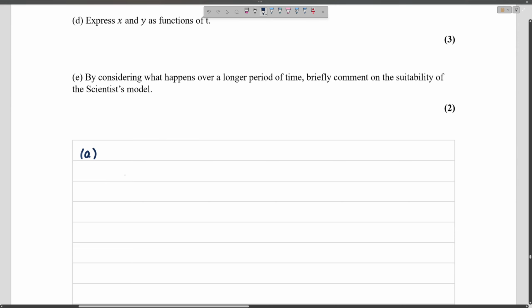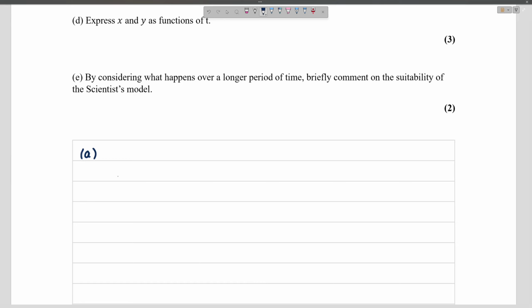So to get started with part A, what I'm going to do is rearrange equation 1, making Y the subject. And if we do that, what we get is Y is equal to 1 over 3 dx by dt plus 4 over 3 x there. Okay? And let's call this equation 3. Now for the next step, what I'm going to do is differentiate with respect to t.